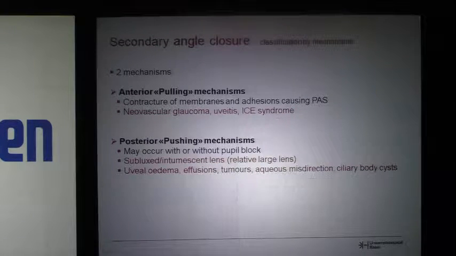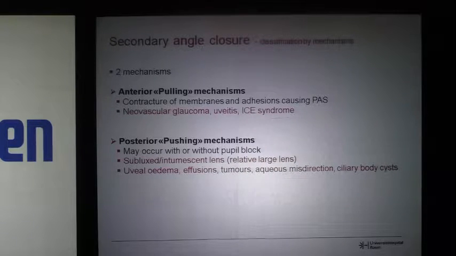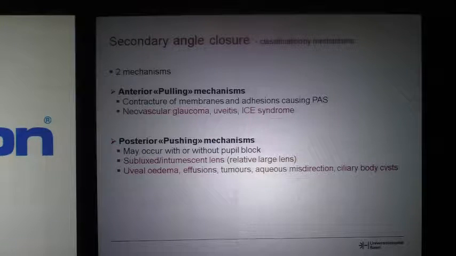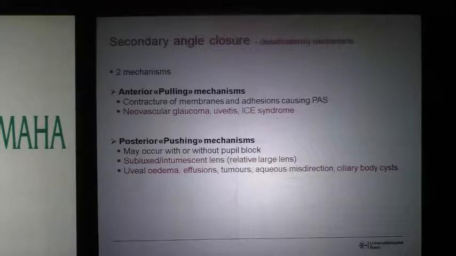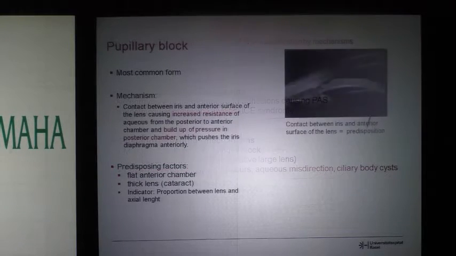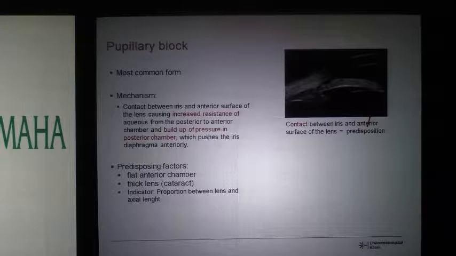Secondary causes are divided into a pulling or a pushing mechanism, either through a contracture of a membrane and adhesion, such as in neovascular glaucoma, uveitis, or ICE syndrome, or a pushing mechanism in the intumescent lens, uveal edema, tumors, ciliary body cysts, etc. So in the primary types of angle closure, pupillary block is still the most common one.